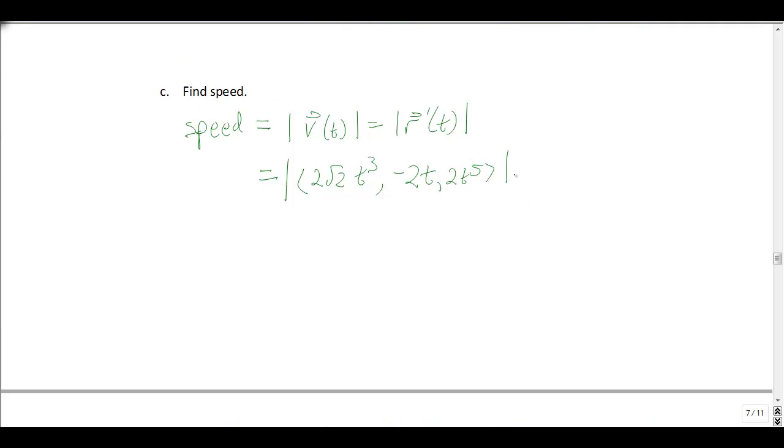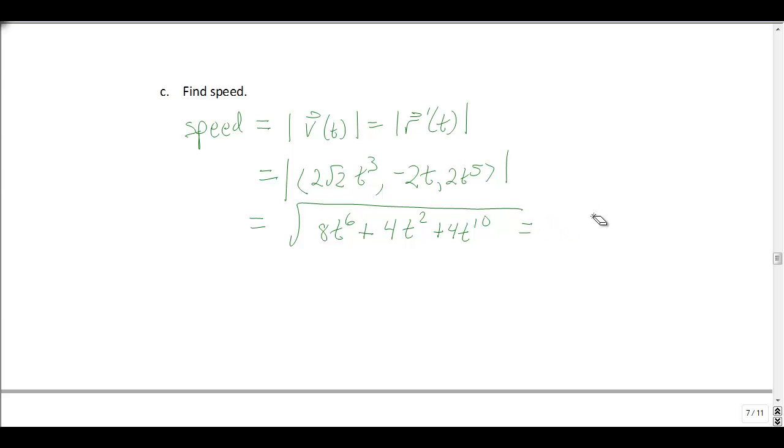We just need to find the magnitude of this vector, which is the square root of 2 square roots of 2 squared. I could bring the 2 inside as a square root of 4, that would give me square root of 8. So 2 squared times 2 squared is 8. So we get 8t to the 6th. Negative 2t squared will give me a positive 4t squared. 2t to the 5th squared will give me 4t to the 10th. And then I can factor out a 4, which will be a 2 outside of the square root. You can also factor out a t squared, which will be a t outside of the square root.